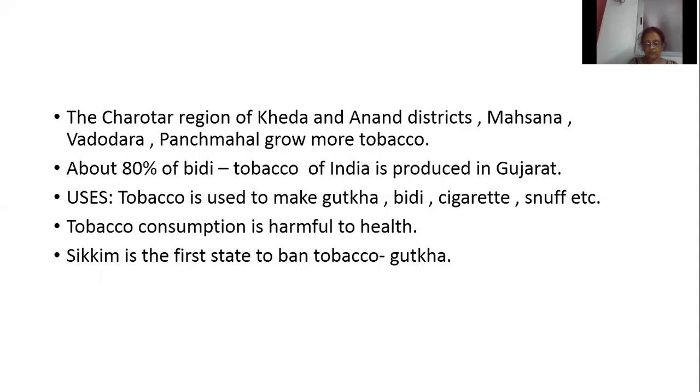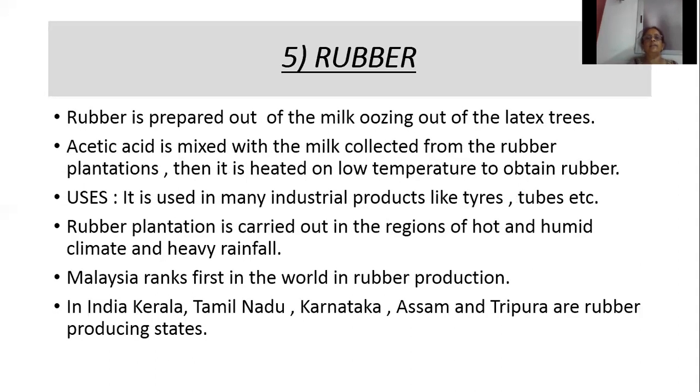Which districts of Gujarat produce tobacco? Charota region of Kheda and Anand district, Mehsana, Vadodara, and Panjamahal. About 80% of the BD tobacco of India is produced in Gujarat. What are the uses of tobacco? It is used to make gudka, BD, cigarette, snuff, etc. It is harmful to the health of the people. Which is the first state to ban gudka or tobacco? Sikkim.